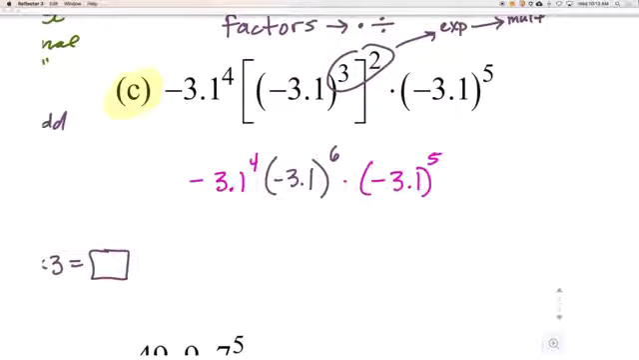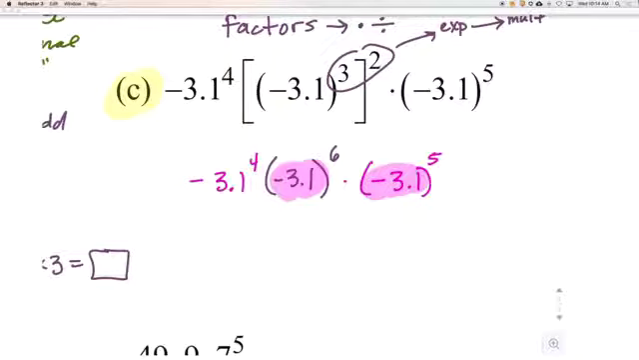Okay, now, I can only combine those if the bases are the same. Let's work from right to left. What's the base of the number 5, everybody? On the far right, what's the base of the 5? Negative 3.1. Everyone good on that? Pretty easy. Working back to the left, what is the base on the exponent 6? Negative 3.1. Are those the same base? Yes, so I can combine their exponents.